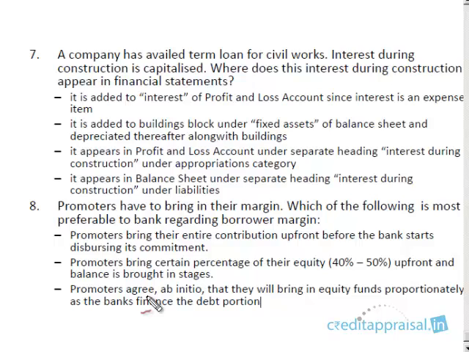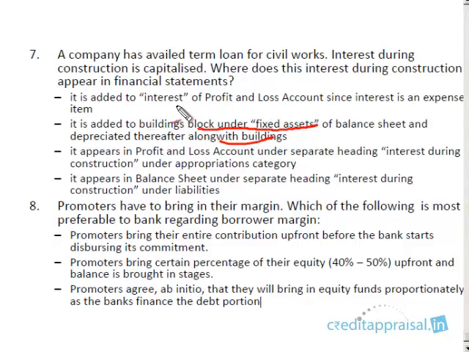So question number 7, a company has availed term loan for civil works. Okay, interest during construction is capitalized. So where does this interest during construction appear in financial statements? This is something which we discussed. Interest during construction is capitalized. Okay, what do you mean by capitalized? It will be added to the gross block, right? It will be added to the relevant block under fixed assets, and then we'll be depreciating this along with other buildings. Okay, this is something which we discussed.